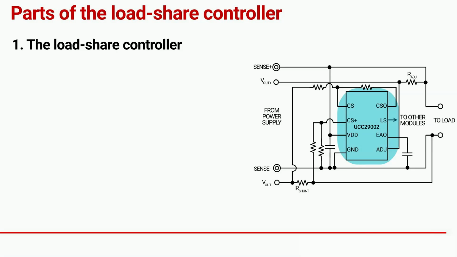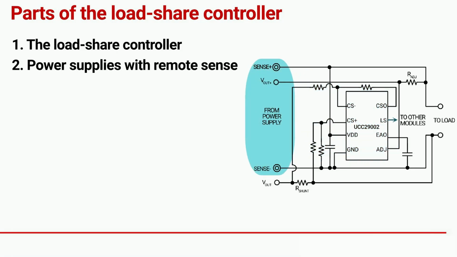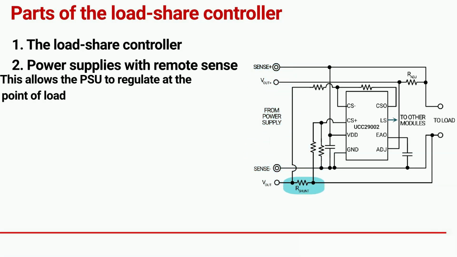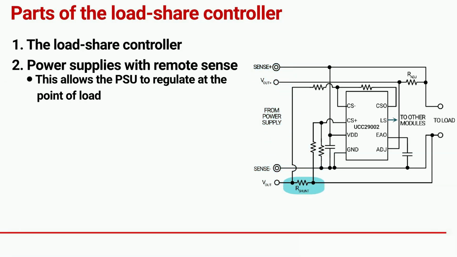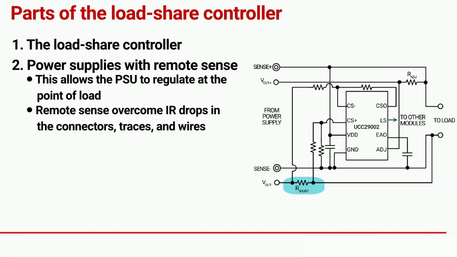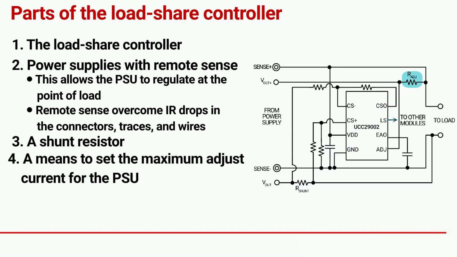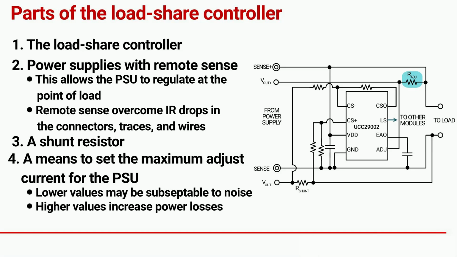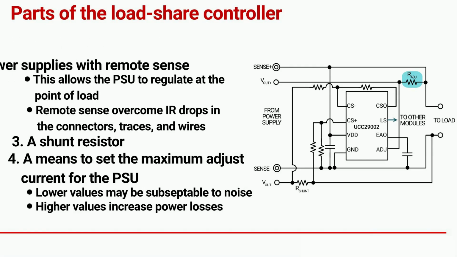First, there is the load share controller itself. Then the power supply has to have a remote sense capability. This allows the power supply unit or PSU to regulate directly at the point of load. The benefit of remote sense for any power supply is that it overcomes voltage drops that occur in connectors, traces, and wires. A shunt resistor is required to be able to monitor the load current. And finally, there has to be a way to set the maximum adjustment for the power supply's feedback. Lower resistor values may be more susceptible to noise, while higher values will increase power losses.